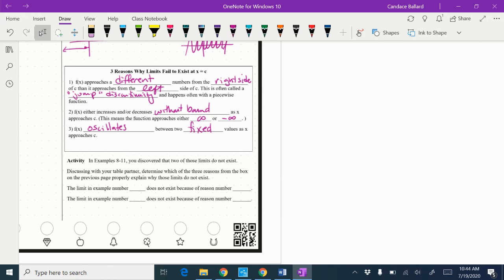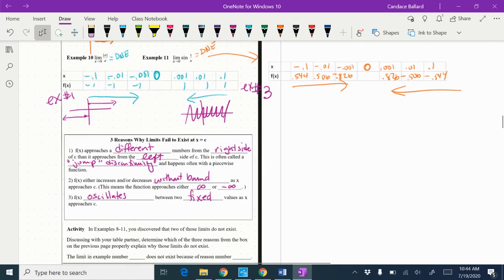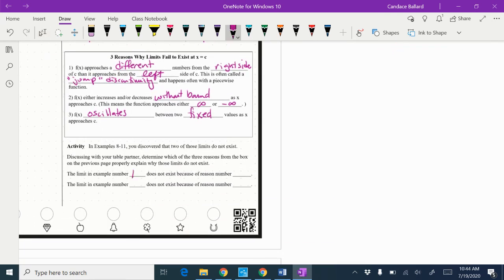So in examples 8 and 11, you discover that 2 of those limits do not exist. Discuss. So you should take some time and do this if you want to pause it. We kind of just talked about it, so I'm going to keep going. We said that example 10 does not exist because of reason number 1. And example 11 doesn't exist because of reason number 3.